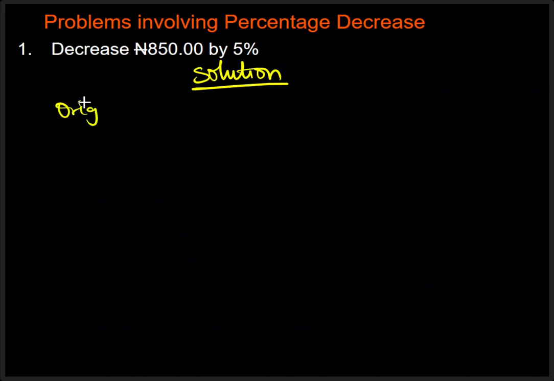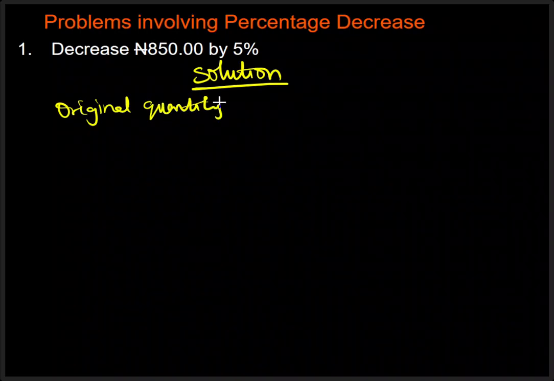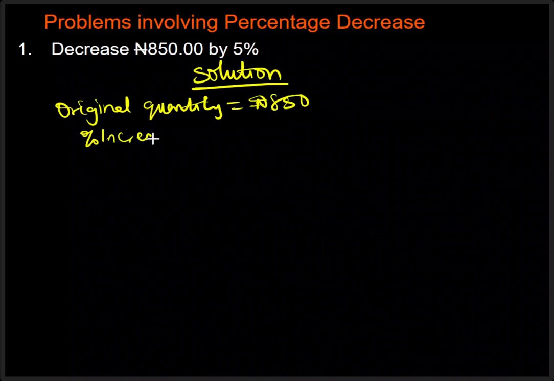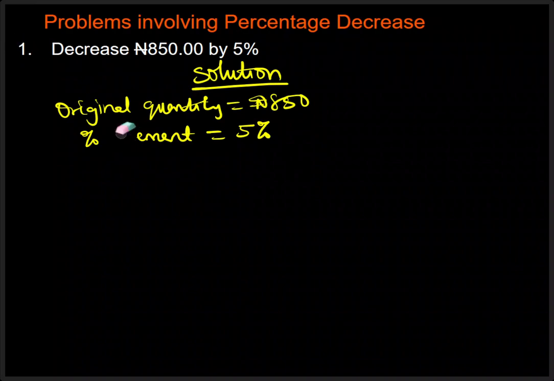So the original quantity is equal to 850 naira. The percentage increment is equal to 5%. And of course we have to change the percentage increment, sorry, this is decrement. Sorry about that. So let's work with decrement. All right, so percentage decrement equal to 5%.